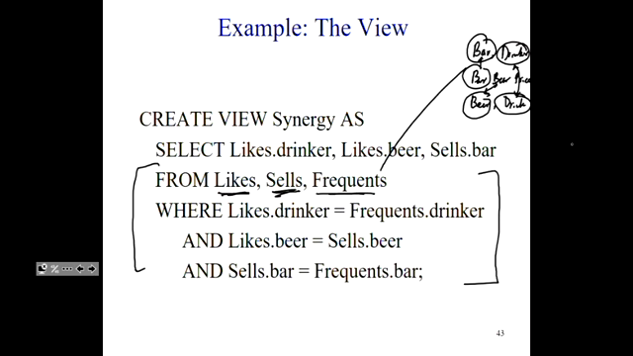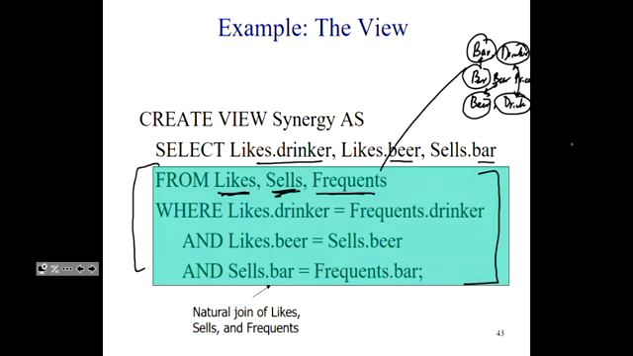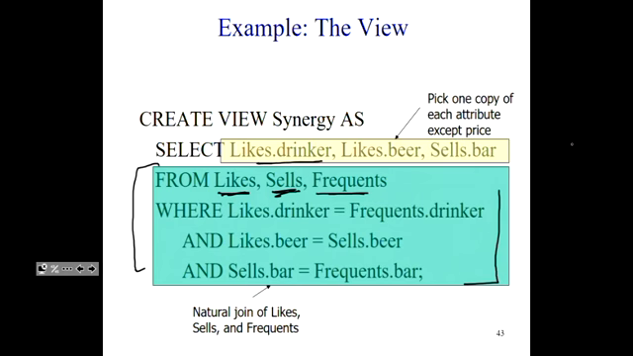So the view is basically selecting the drinker, bar, and beer. It's not selecting the price, but it's selecting these three attributes. Again, this is just an example to illustrate what happens when view modifications take place, and how we intercept them and translate them into modifications on the underlying relations. So like I said, this is a natural join of likes, sells, and frequents. And here I have picked one copy of each attribute except for price.